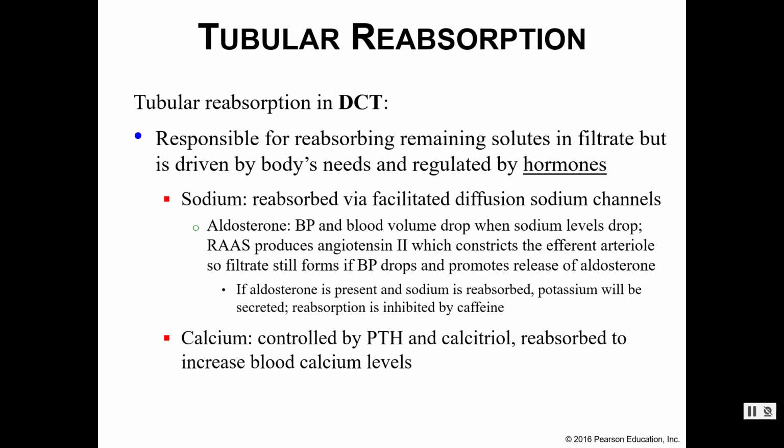So if your blood pressure is too low, we can secrete aldosterone. We can reabsorb sodium, which reabsorbs water. That water reabsorption increases your blood volume, which ultimately increases your blood pressure. We've activated the whole RAS system. This is inhibited by caffeine.